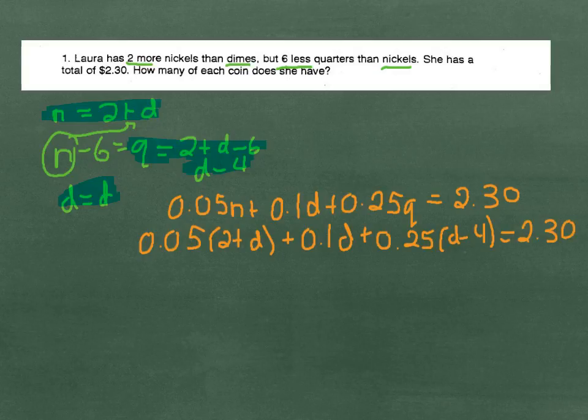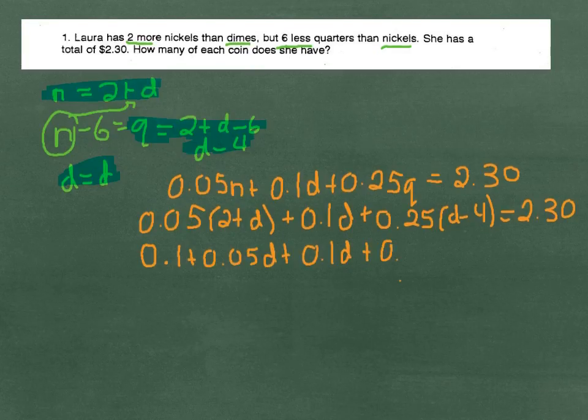So then we just distribute. And when you distribute, you're going to get that 0.05 times 2 is 0.1 plus 0.05 D plus 0.1 D plus 0.25 D minus 1 is equal to $2.30.